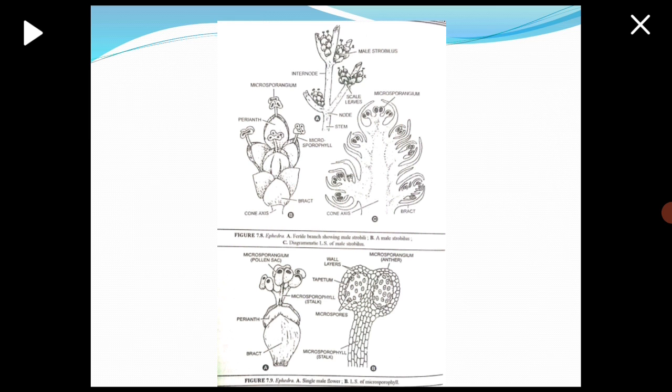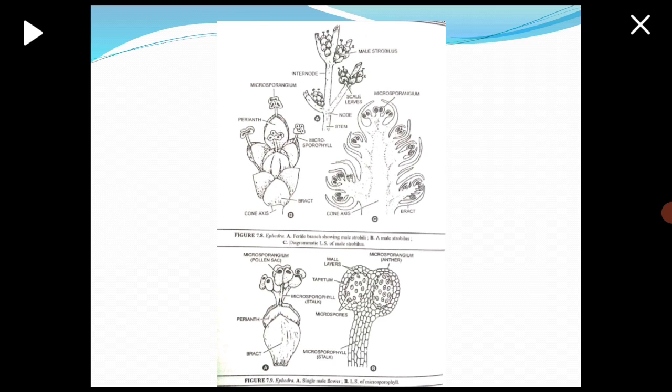Male strobilus. The male strobilus is also called male cone, staminate strobilus, or male inflorescence. The male strobili are borne in whorls of 2 to 4 at each node of a fertile branch of the male plant. Each male cone arises in the axil of a scale leaf.